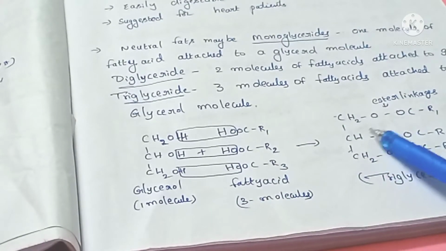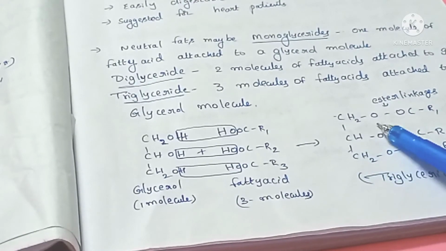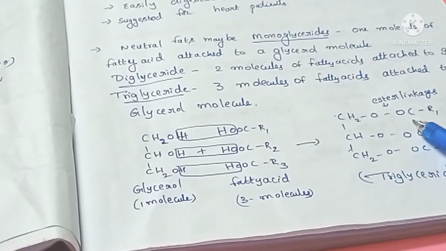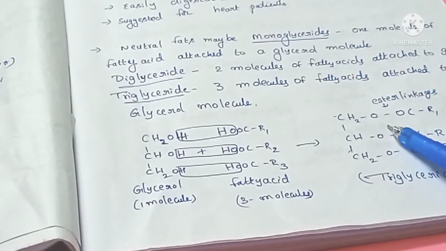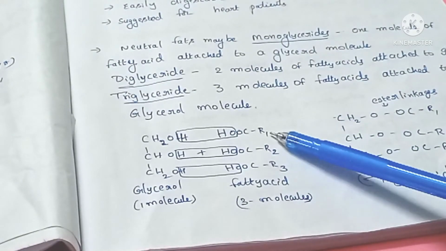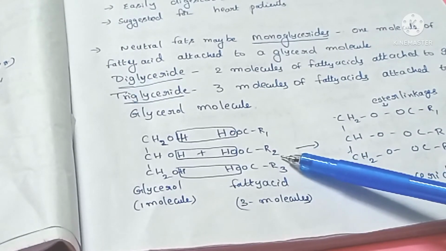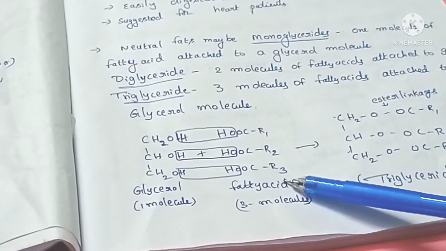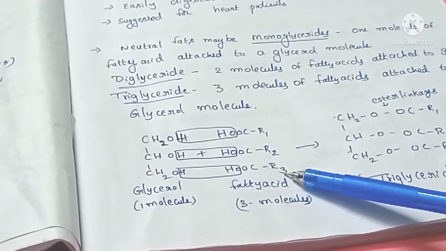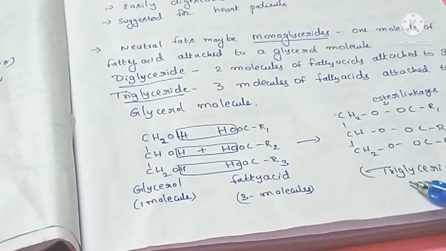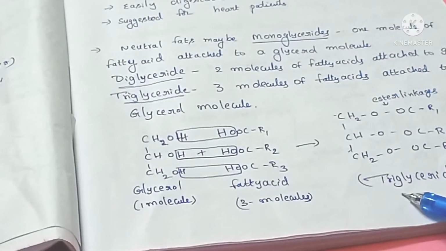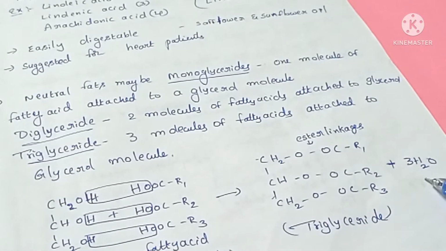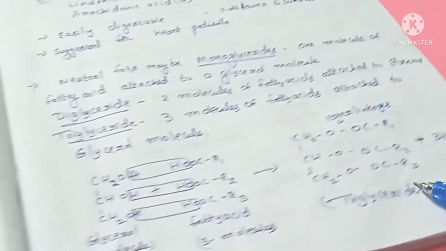And what will happen here? See, an ester linkage is created between the glycerol and fatty acid. What is this linkage? It is called ester linkage. If it is 1, and if a second fatty acid is also attached, it is a diglyceride. If a third fatty acid is also attached, then it will form the triglyceride. See, this is the triglyceride. And from the triglyceride, how many water molecules were removed? 3 water molecules were removed.